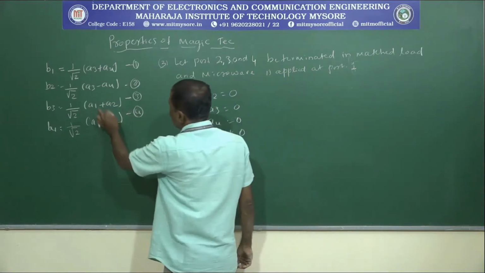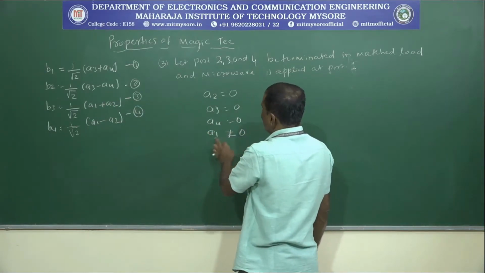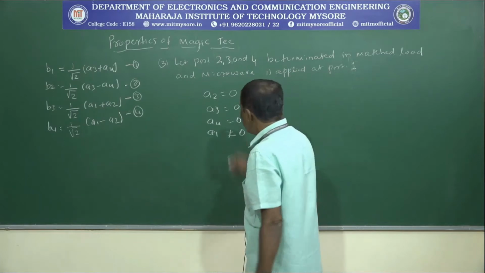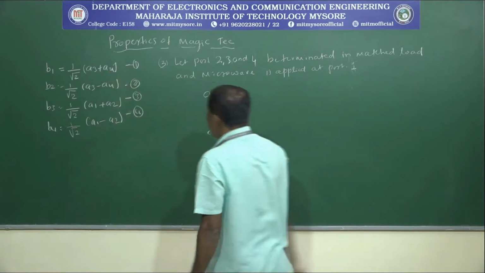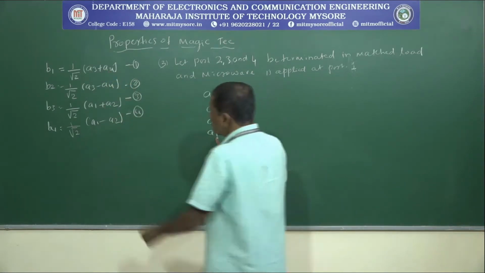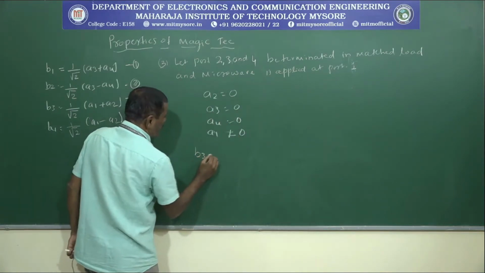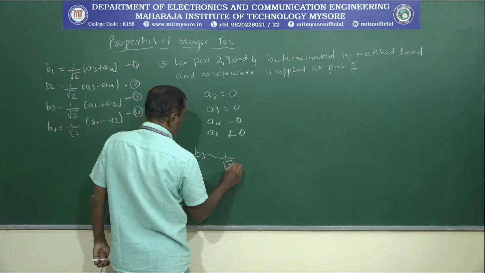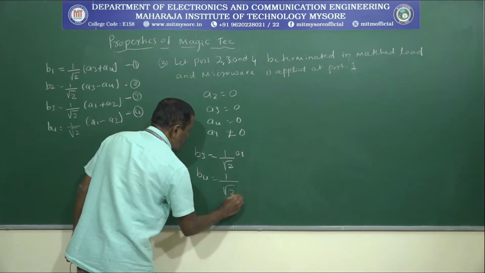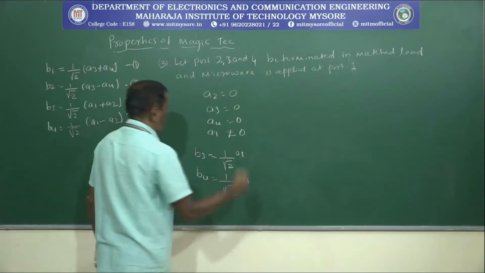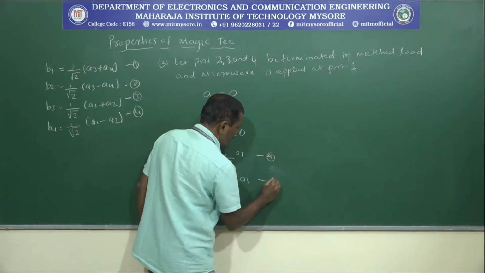A2 equal to 0, A3 equal to 0, A4 equal to 0, and A1 is not equal to 0. If that is the case, with A3 and A4 being zero, this equation will go and this equation will go, and we will get B3 and B4. Here also A2 equals 0, so substituting these values, B3 is equal to 1 by root 2 times A1 and B4 equal to 1 by root 2 times A1. I will call this equation number A and this equation number B.